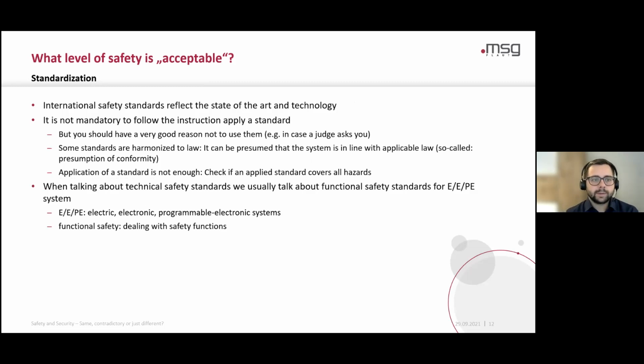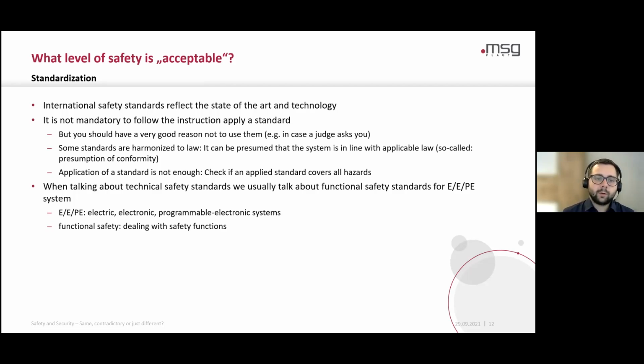A little bit more about standardization. The international safety standards reflect the state of the art and technology, as I said. But in the end, it is not mandatory to follow the instructions that are described in the standard. But you should have at least a very good reason why you're not following the measures and procedures defined in the standards, because it is reflecting the state of the art and technology. At least you should have a good reason when a judge asks you when something bad happens.